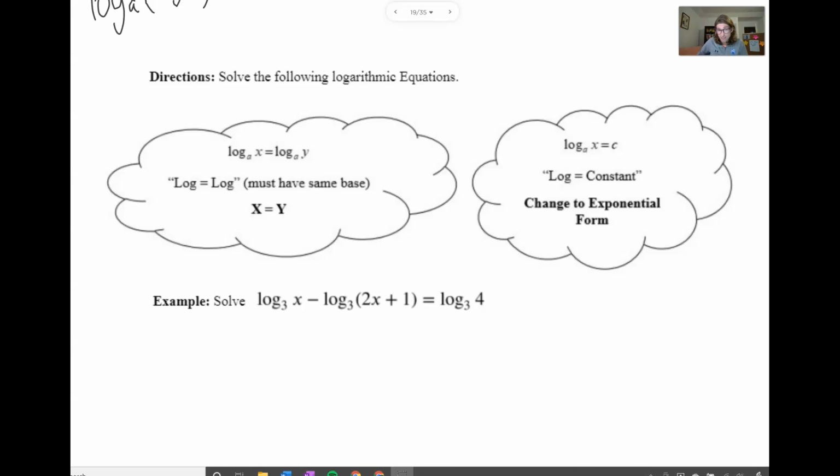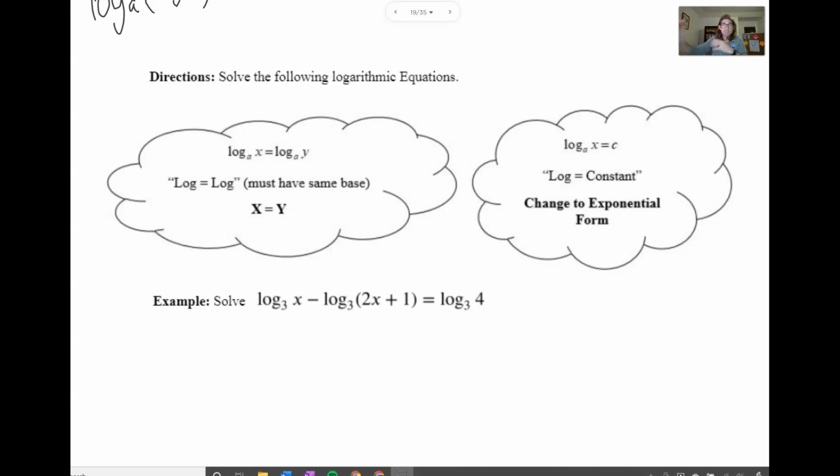I did not do this last problem, but I also think it's a very good problem to start with before we get to 5.6, because we're going to talk about how we can solve some more equations with logs in them. Seeing this example at the bottom of the last page of 5.5, we have log base 3 of x minus log base 3 of 2x plus 1 equals log base 3 of 4.